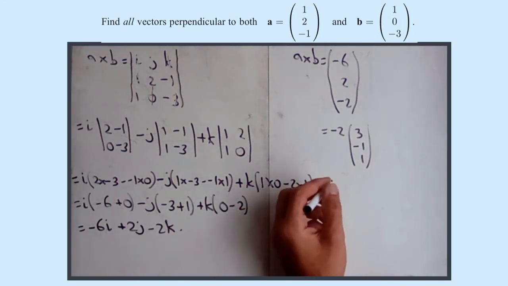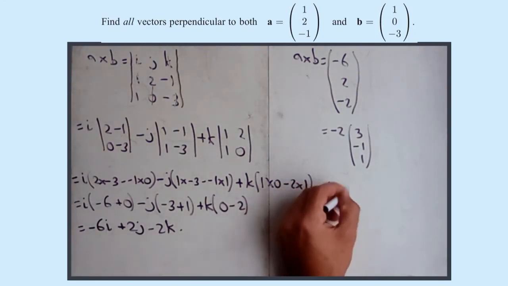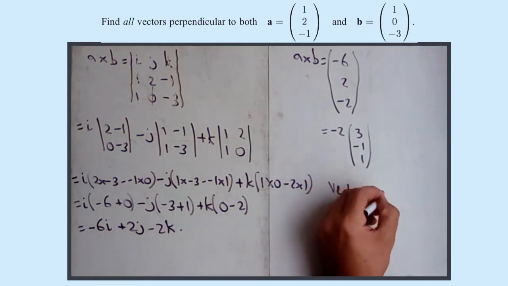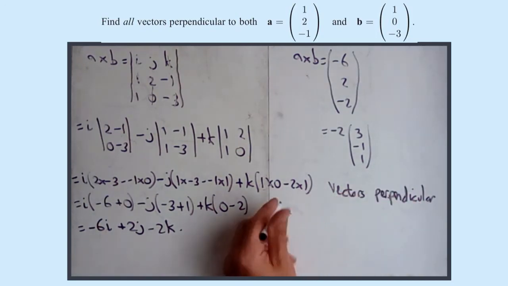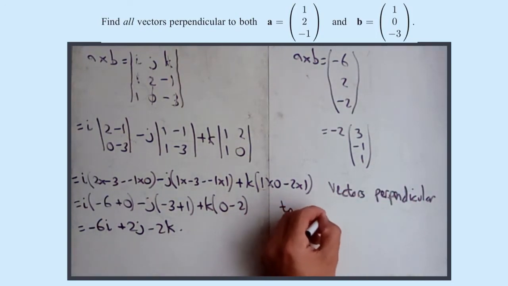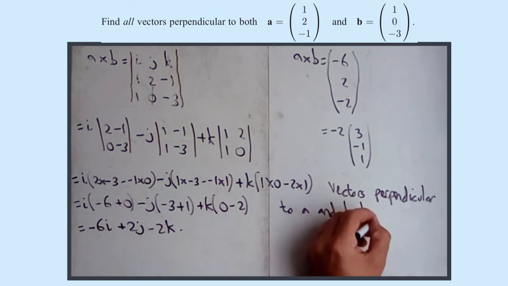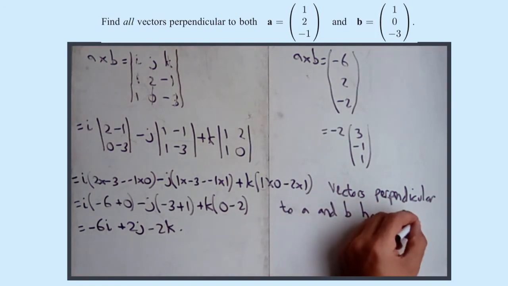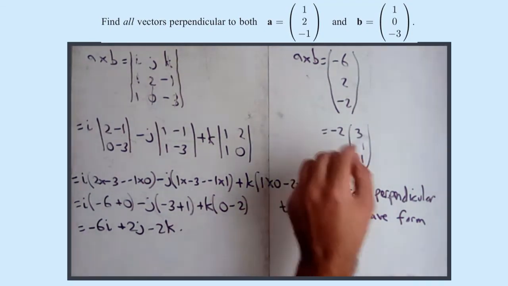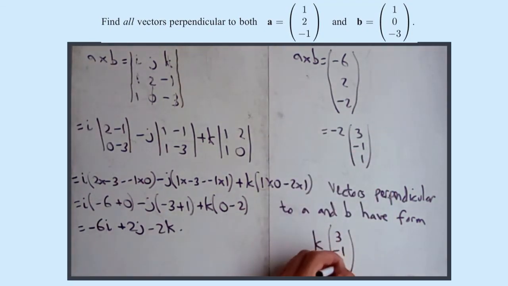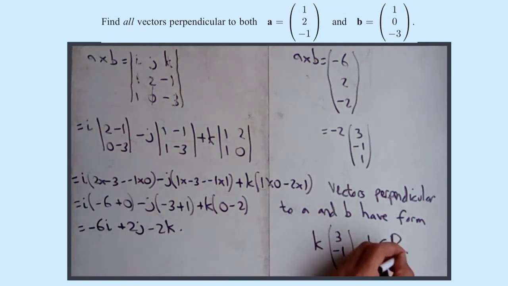So vectors perpendicular to A and B have the form k times this simplified bit, (3, -1, 1), and k is any real number apart from 0, because if k was 0 you wouldn't have a vector, you'd just have a nothingness.